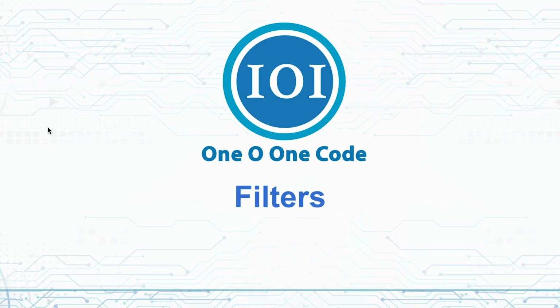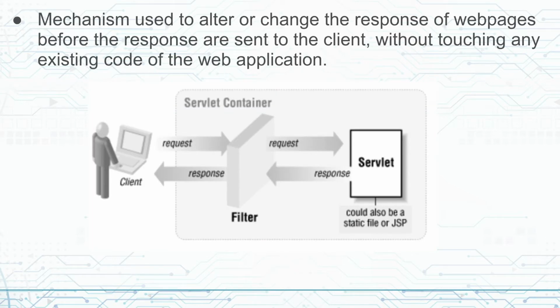In this video, we're gonna see how we can add filters to a Spring Boot web application. To first understand what filters are: a filter is a mechanism used to alter or change the response of a web page before the response is sent to the client without touching any existing code of the web application. So the filter acts as the wall you can see here in the picture. Once the client sends a request, before it gets to the servlet, the filter will intercept this request and make some modification.